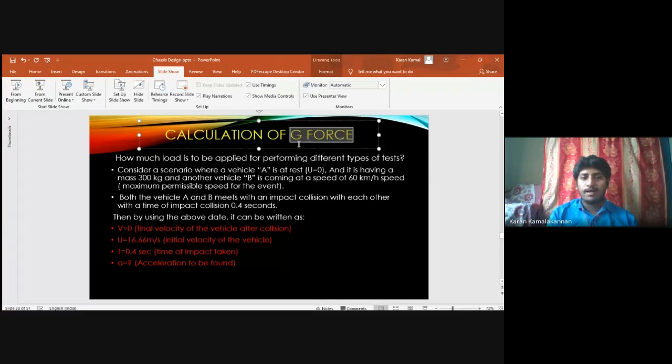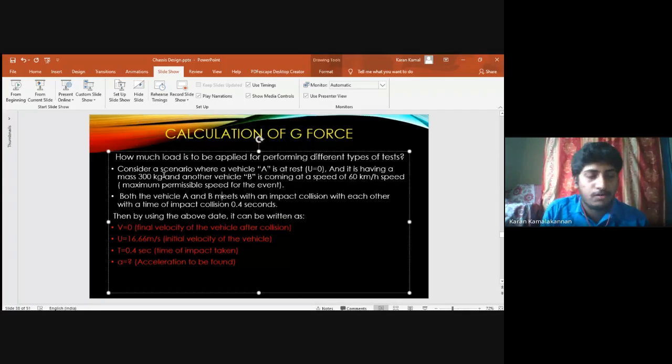This is what proper designing should be. I will give an example of how to calculate the G-force for your vehicle, so that the minimum G-force your vehicle will be experiencing gives a more realistic type of analysis, which is what I expect. Okay. So, how much load is to be applied for performing the different types of tests?